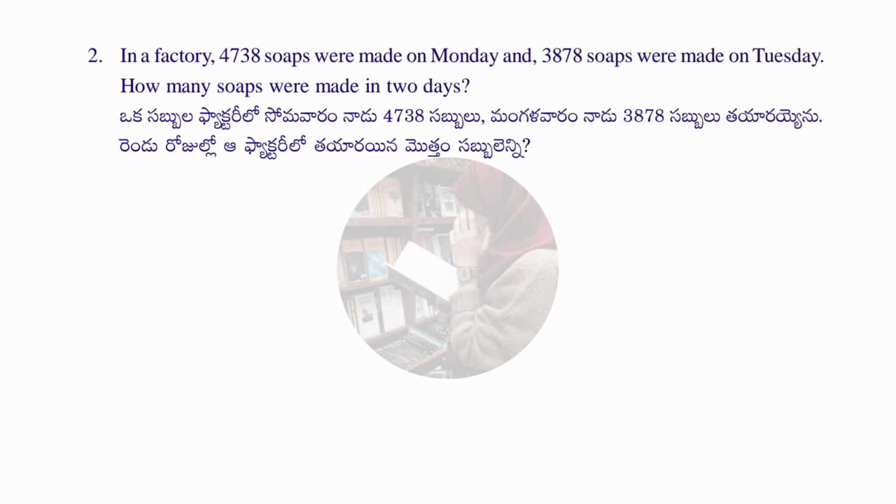Now we'll move to the next question, that is question number 2, in which we are given, in a factory, 4,738 soaps were made on Monday and 3,878 soaps were made on Tuesday. How many soaps were made in 2 days? Okay, there was a factory in which soaps were made. On Monday, they made 4,338 soaps. On Tuesday, they made 3,878 soaps. Now the question is, we have to say the total number of soaps made in both days. Okay, write down the answer.